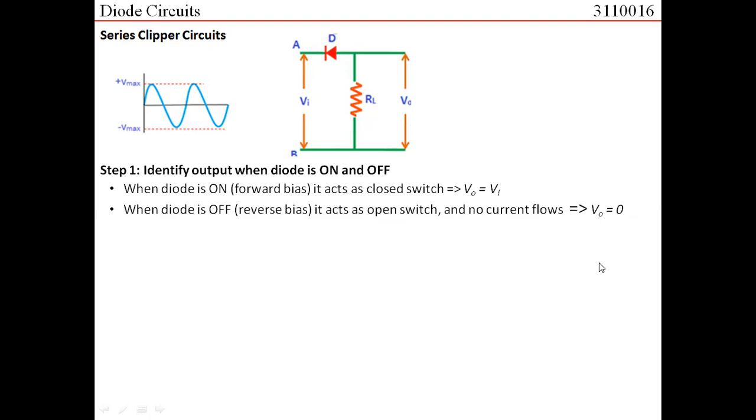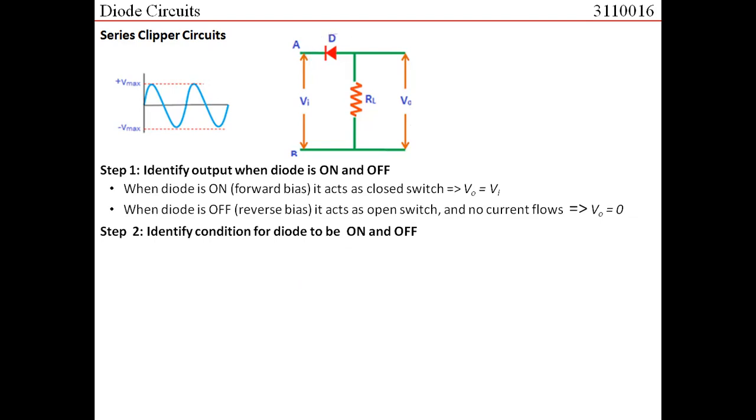So we have done our first step, which was to identify the output when the diode is on and when the diode is off. And this is irrespective of the input. Now, let us try to relate input with diode. That is, in step 2, we try to identify when the diode would be on and when it would be off.